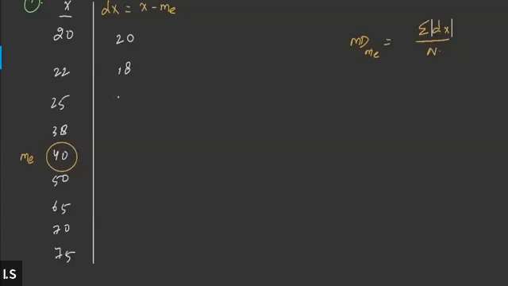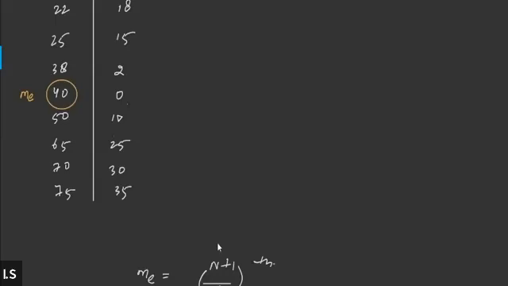Now 22 minus 40 will be 18, ignoring the minus sign. 25 minus 40 will be 15. Then 38 minus 40 will be 2. Then 40 minus 40 will be 0. 50 minus 40 will be 10. Then 25, 30, and 35. All right, now we need to add all these to find the sigma dx.